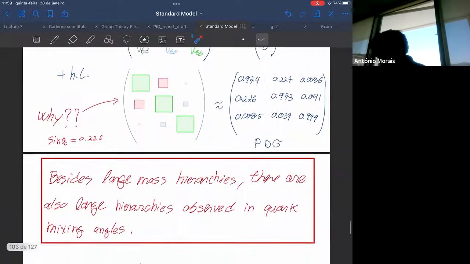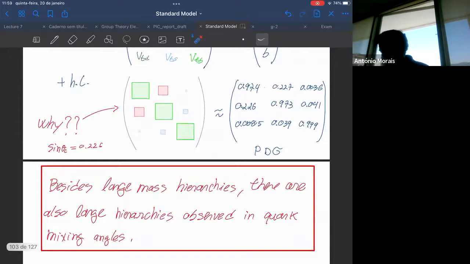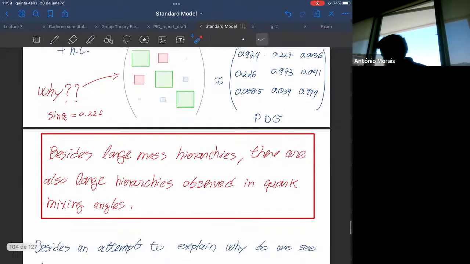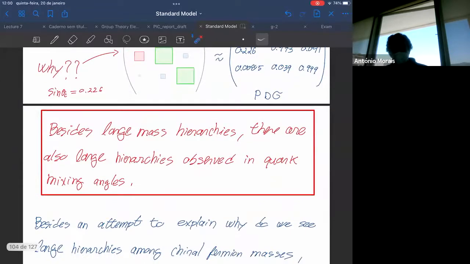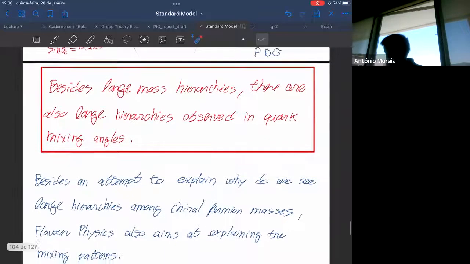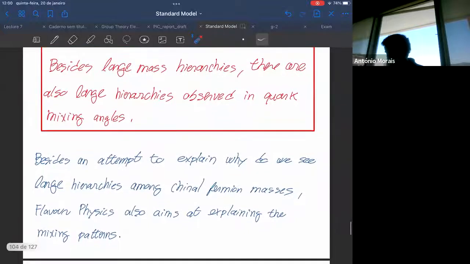As I said, besides large mass hierarchies, there are also large hierarchies observed in quark mixing angles. And we don't know why. So besides attempting to explain why we see large hierarchies in masses, Flavour physics also aims at explaining the mixing patterns. Well, I think this sentence would be more precise: Flavour physics is the physics that studies this, but the theoretical side of Flavour physics is trying to explain this. So, addressing the Flavour problem.